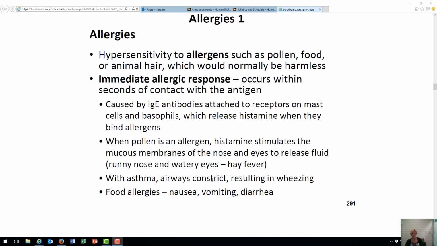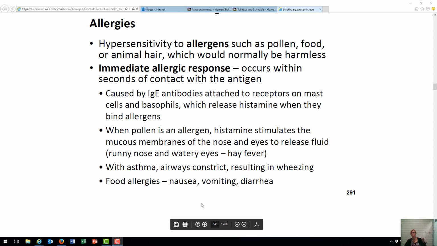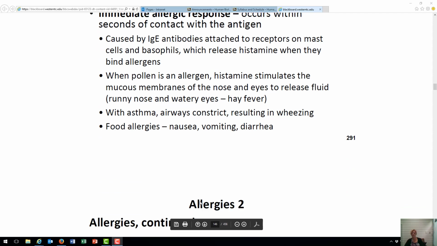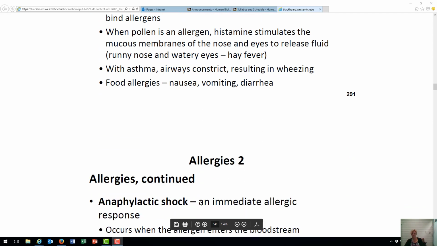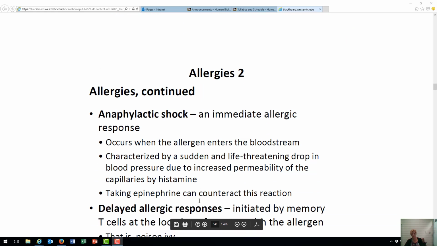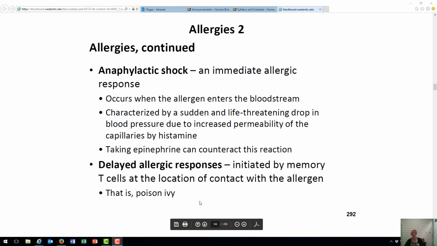So with asthma, the smooth muscle of the airways is constricting and causing difficulty in air movement. And some people with food allergies don't get the typical hay fever symptoms, but they're going to get vomiting, nausea, diarrhea, stomach cramping. And some people will also have constriction of the airways, and that's a very serious condition where people have died if they don't have an EpiPen or epinephrine. Epinephrine is a way to counteract that sudden immune response.